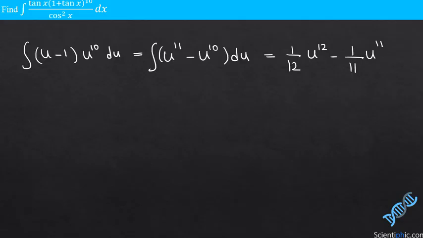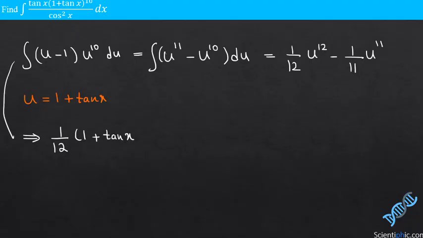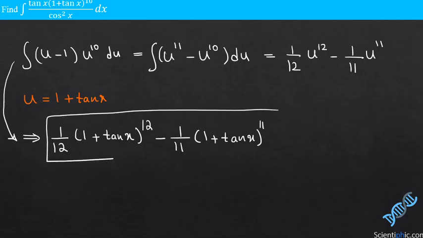And now going back to the previous page, we had that u is 1 plus tan x. So I'm gonna substitute u with 1 plus tan x. That means that the answer is 1 over 12 times 1 plus tan x to the power of 12 minus 1 over 11 times 1 plus tan x to the power of 11, and that is the answer to the integral.